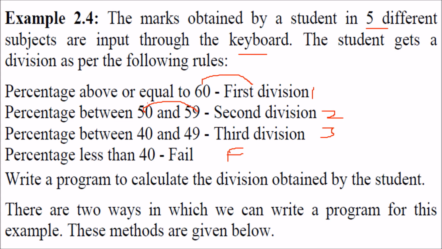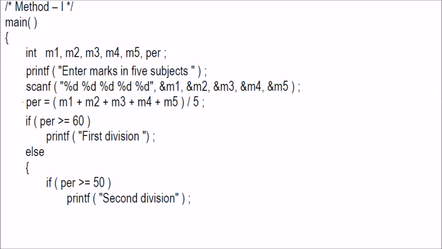There are different ways. First we'll go ahead with the normal way which we have learned up till now. This is method 1. We are not using the logical operators here right now. We are taking M1 to M5, the marks, and PER, the percentage. We input the values using %d for M1 to M5, add them, divide by 5 and assign the result to PER.